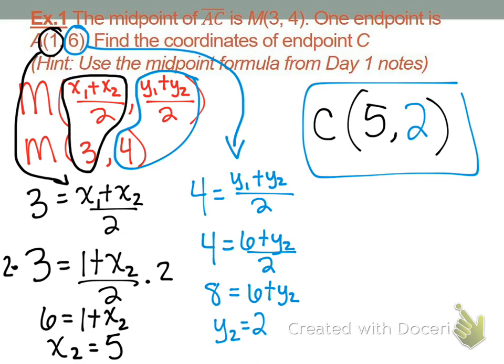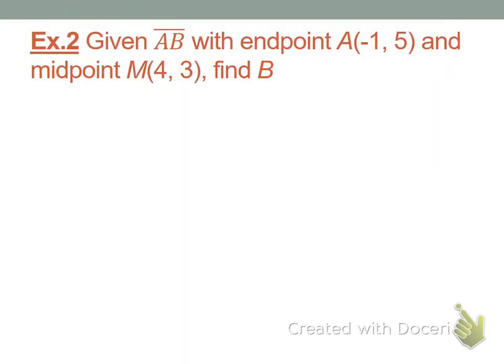All right, let's move on. This next problem is just like the one before, so I want you to try it on your own. Go ahead and pause this if you're watching it back later. I'll show you the work and the answer in just a minute.